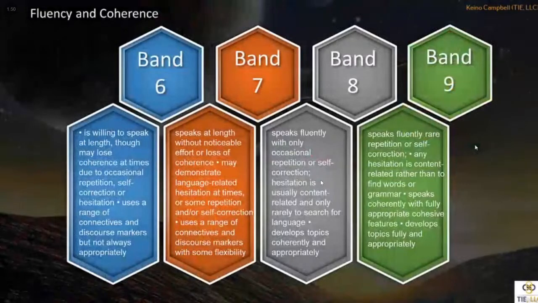Now, here is directly from the rubric, and it's really important that you know what the difference is. If you're getting a 6 in terms of fluency and coherence, that means that sometimes you lose coherence. The reason why is because there's occasional repetition, a lot of self-correction, or you're using a lot of connectives and discourse markers, but not always using them correctly. And then if you read for band 6, band 7, band 8, band 9, you can see the differences.